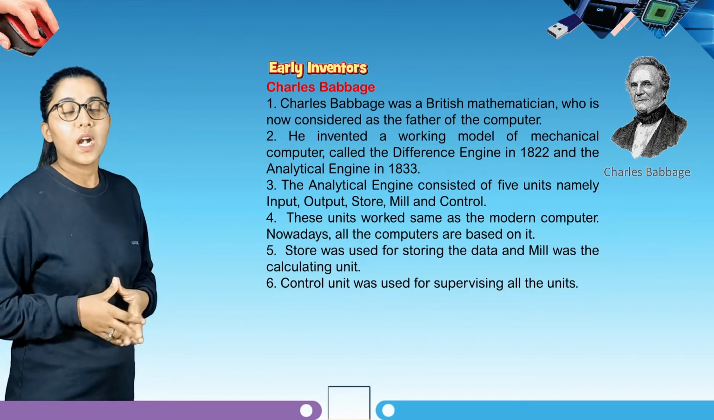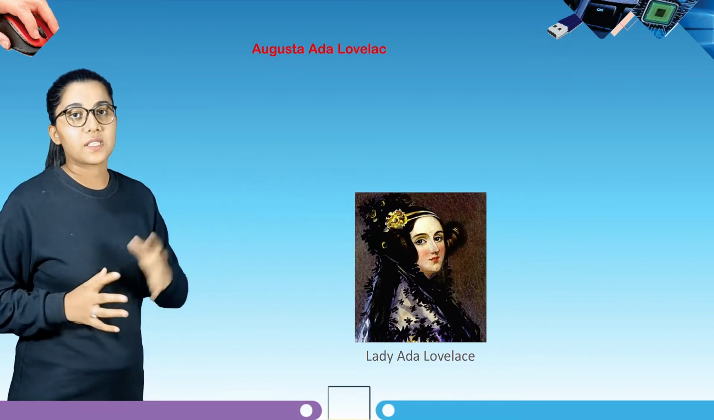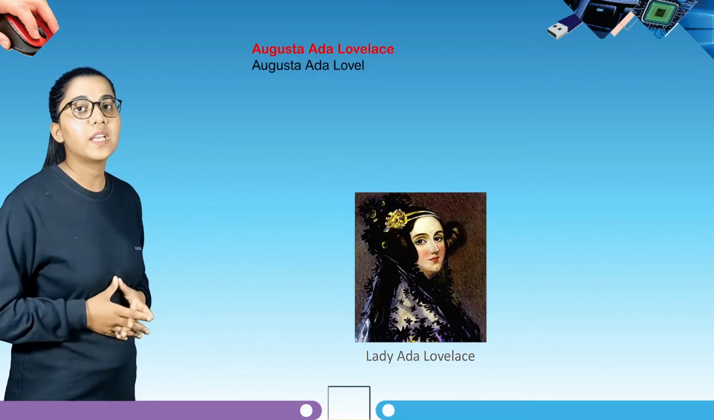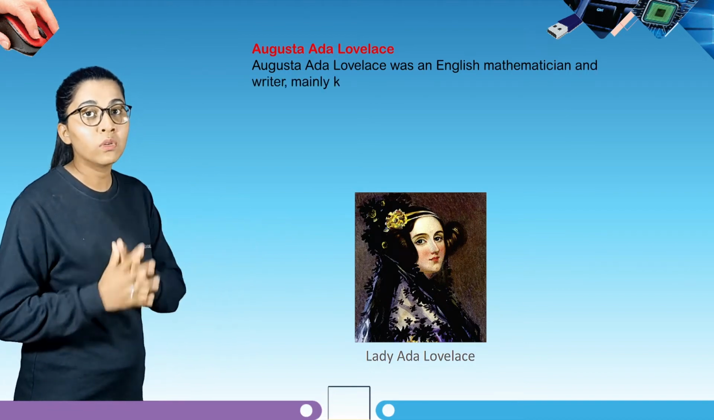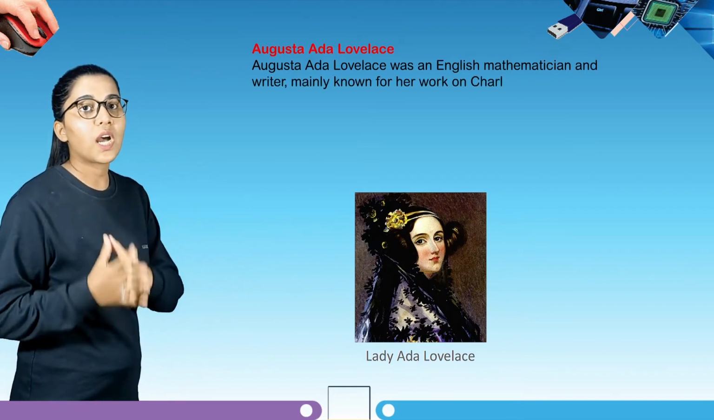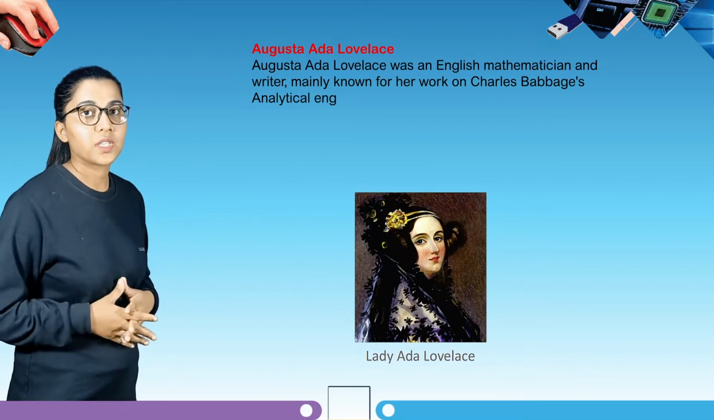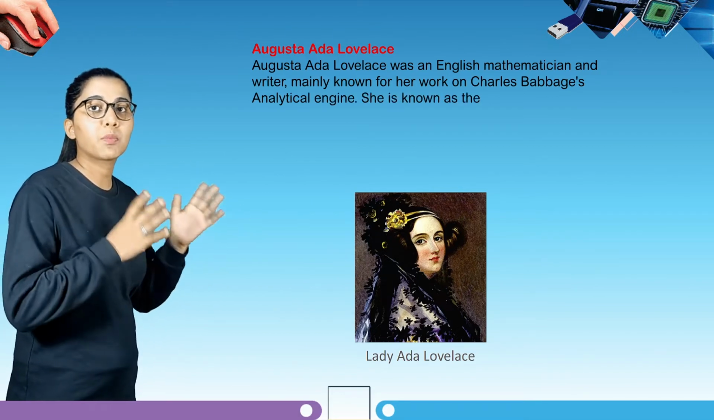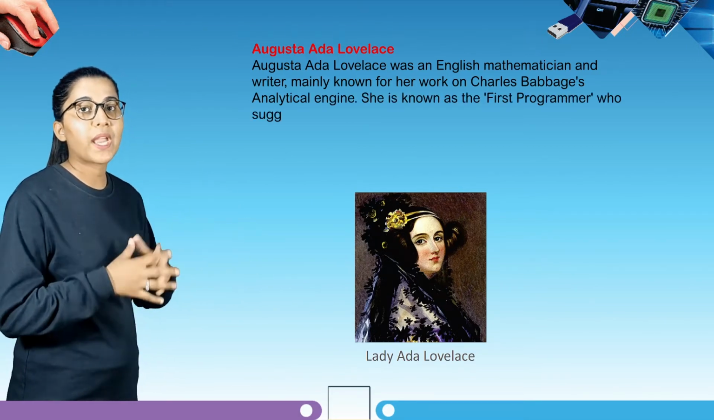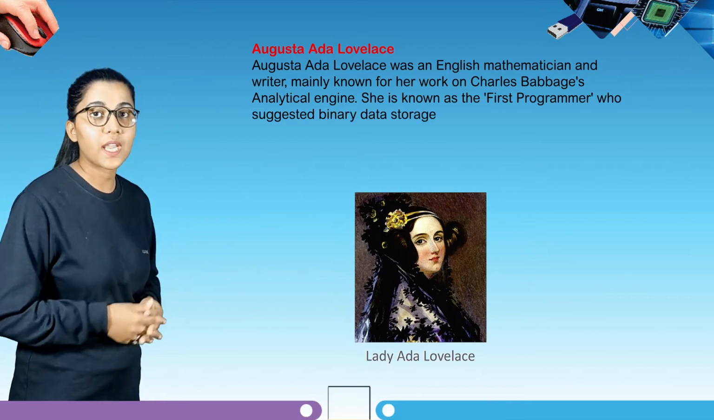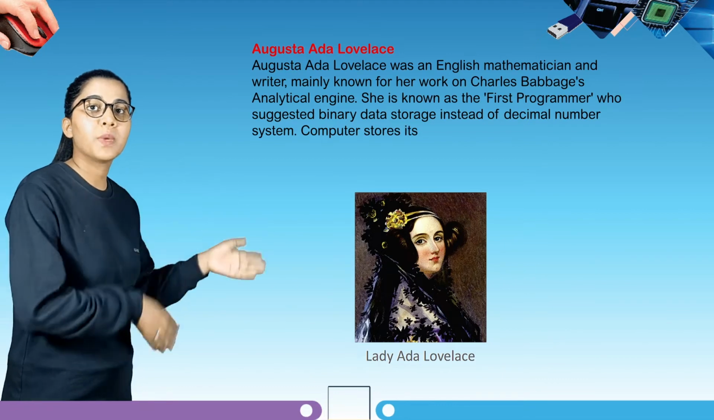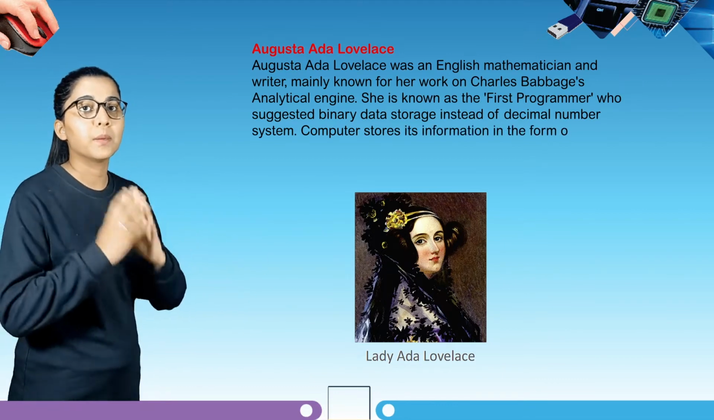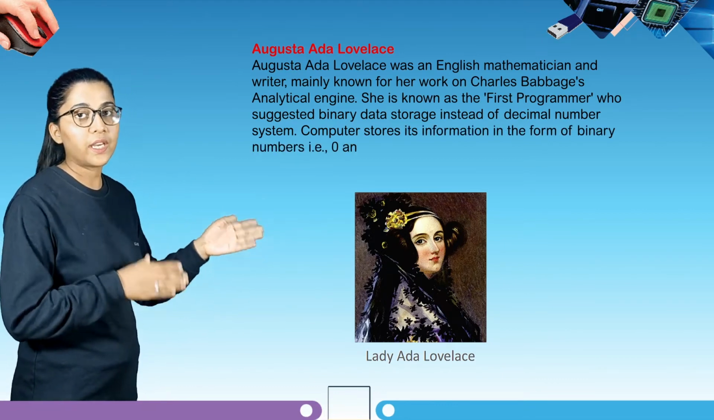Now students, our next inventor is Augusta Ada Lovelace. Augusta Ada Lovelace was an English mathematician and writer, mainly known for her work on Charles Babbage's analytical engine. She is known as the first programmer who suggested binary data storage instead of decimal number system. Computer stores its information in the form of binary numbers, that is 0 and 1.